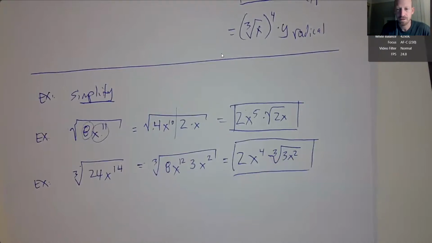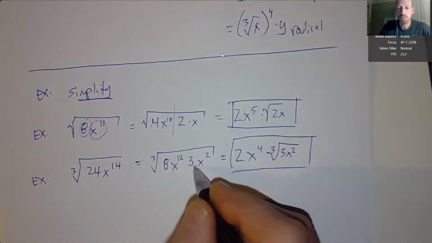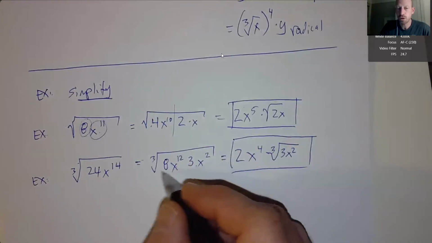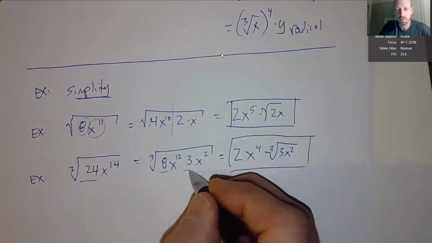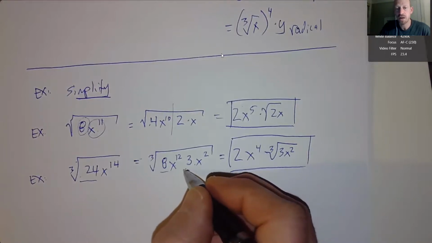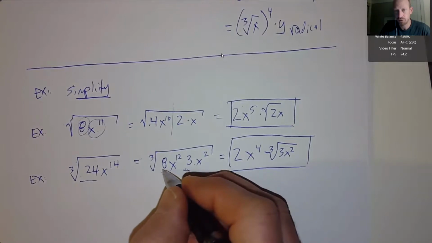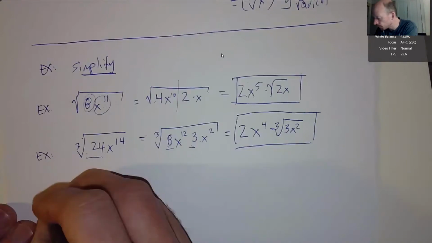I have a question. Yes, great. You said 4 times 6, right? So this one is saying 3 cubed, 24 times x to the 14th, right? So what's the 4? So I'm rewriting 24 as 8 times 3. Okay. And I'm doing that because I'm looking for the perfect cube, which is 8. So where does the 6 come from?